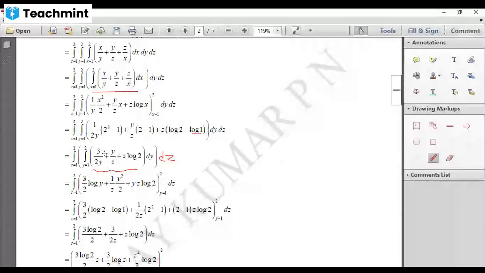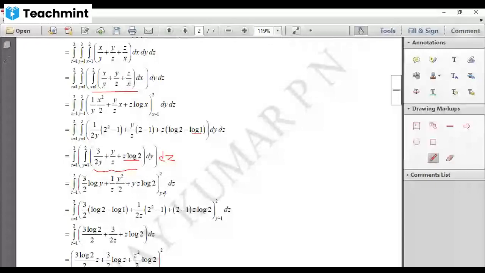Now after integration with respect to y... when you are integrating with respect to y, your z is constant. Here 3 by 2y is there, 3 by 2 is constant. What is the integral of 1 by y? It is log y, plus 1 by z is constant. Integral of y is y square by 2, plus z log 2 is constant. Then you are left with 1. Integral of 1 is y. And the limit is from 1 to 2.